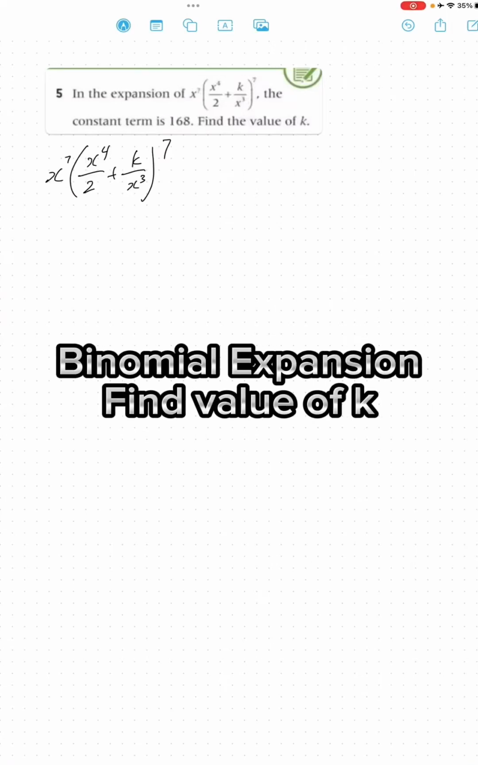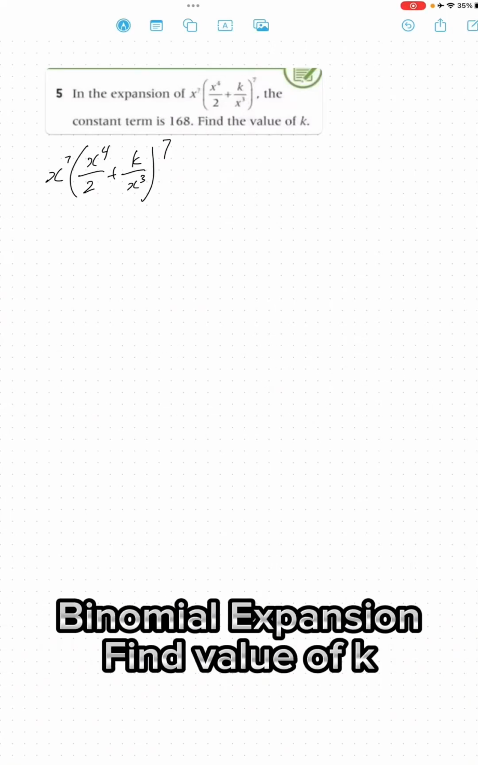Alright, so a student brought up an interesting question. In the expansion of this expression here, the constant term is 168. Find the value of k. So how do we do this?